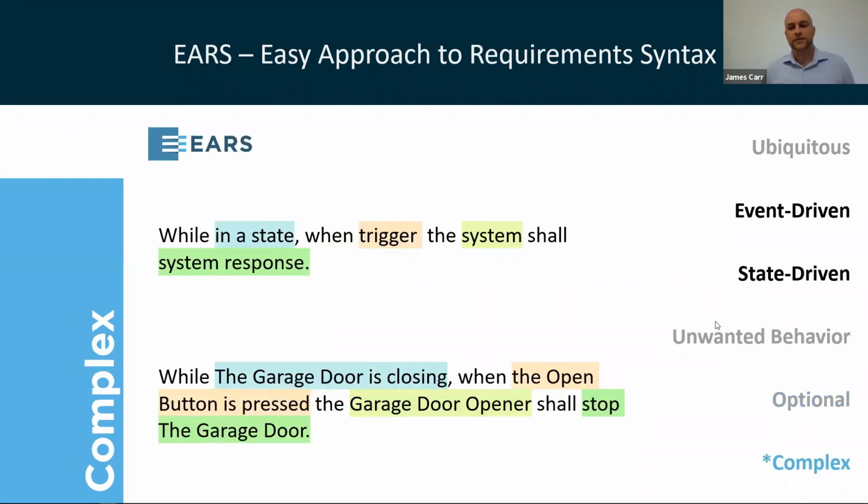And then lastly, we do have the complex model, which is if you need to combine multiple, maybe it's a state and a particular event that happens. For this example, we've combined a state and an event. So we have while in a certain state, when this trigger happens, then the system will respond in a certain way. How that might look in an example is while the garage door is closing, when the open button is pressed, the garage door opener shall stop the garage door.